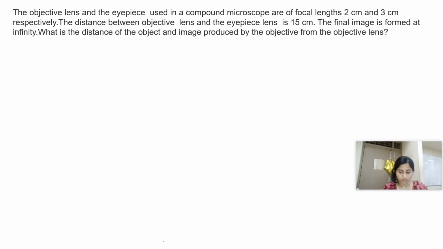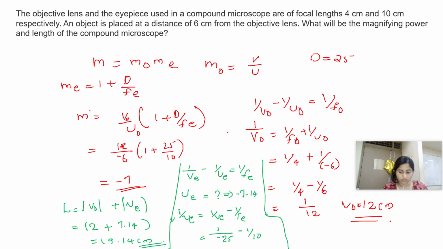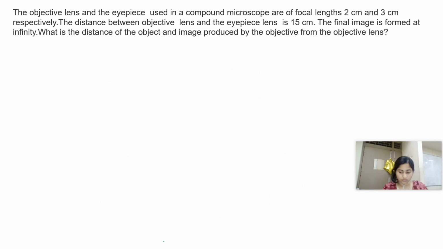So can you please try the next problem? The same formula, whatever you are using, the same formula you have to use here also. The objective lens and eyepiece used in compound microscopes have focal lengths 2 cm and 3 cm respectively. The distance between the objective and eyepiece is given. So L is given as 15, F0 is given as 2, FE is given as 3.